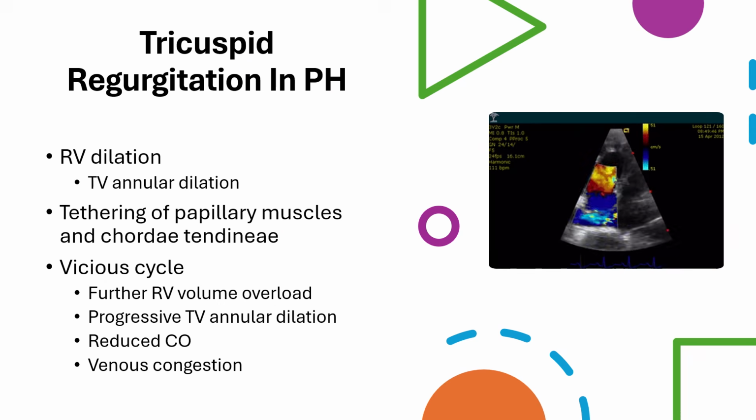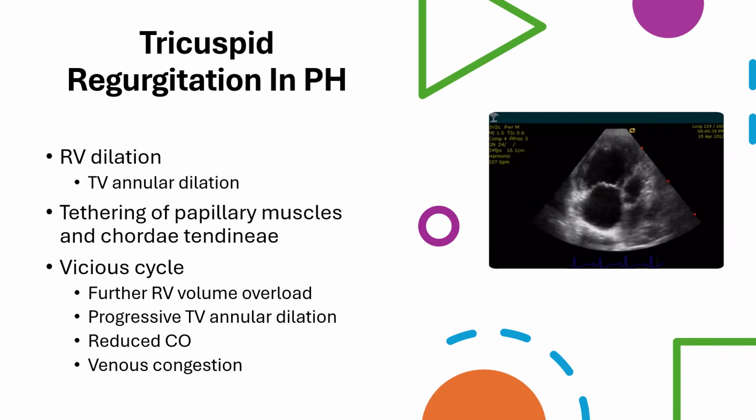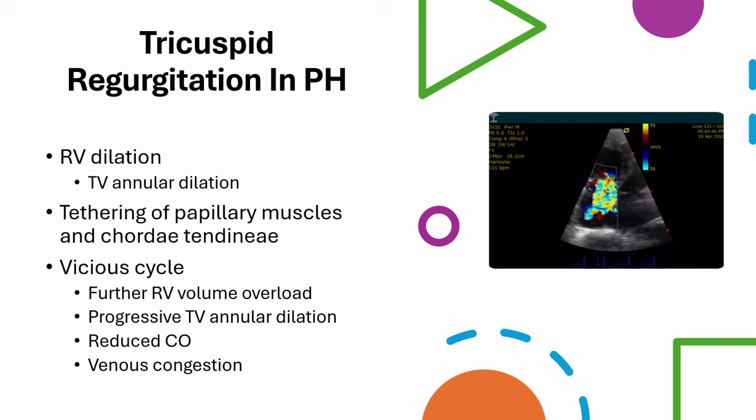Let's discuss the tricuspid regurgitation in patients with pulmonary hypertension. There are several mechanisms for the development of tricuspid regurgitation in this population, which include right ventricle and tricuspid valve annular dilation, tethering of papillary muscles and chordal tensioning of the tricuspid valve, which further restricts the tricuspid valve mobility and affects its coaptation. Unfortunately, it leads to a vicious cycle, which leads to further RV volume overload, further dilation of the tricuspid annulus, continued worsening of the tricuspid regurgitation, reduction in cardiac output, and venous congestion.